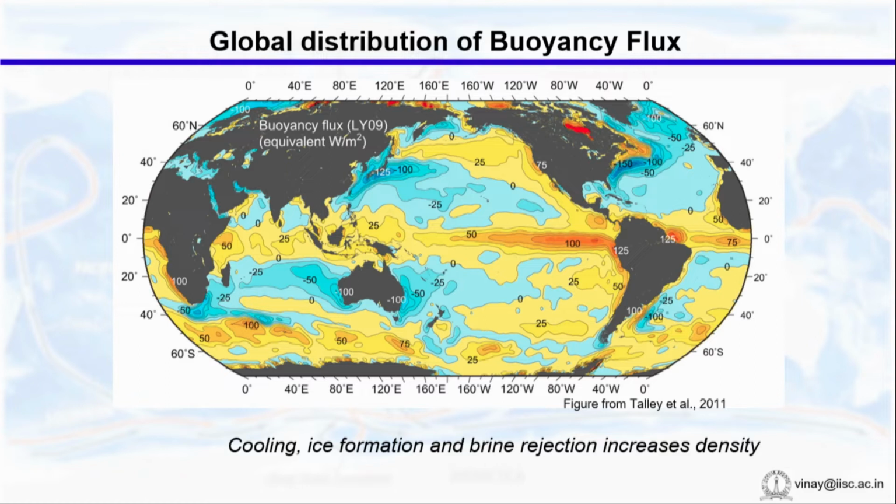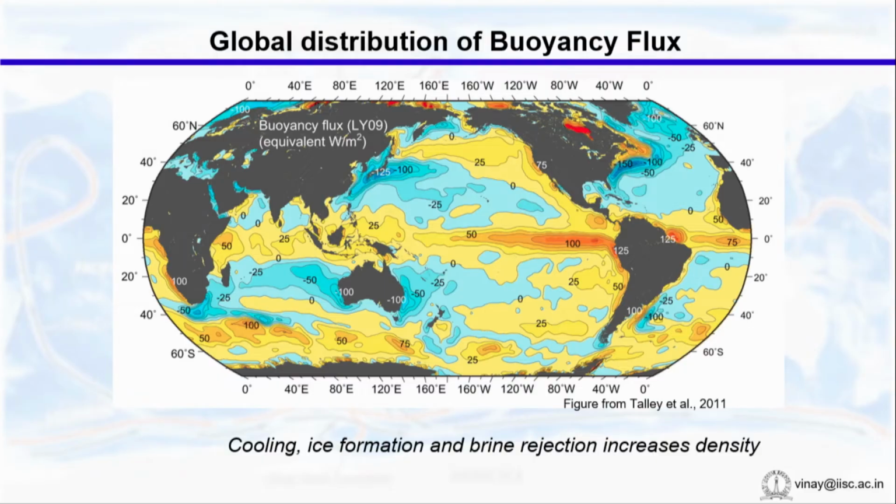Now, if you look at this figure, it's difficult to identify regions that can cause sinking into the deep ocean, because this figure takes care only of heat and freshwater fluxes by evaporation and precipitation. In higher latitudes, there are other processes happening. For example, there is ice formation. When there is ice formation, brine is rejected into the surrounding water. This is addition of salt into the surrounding water, and this addition of salt increases its density.